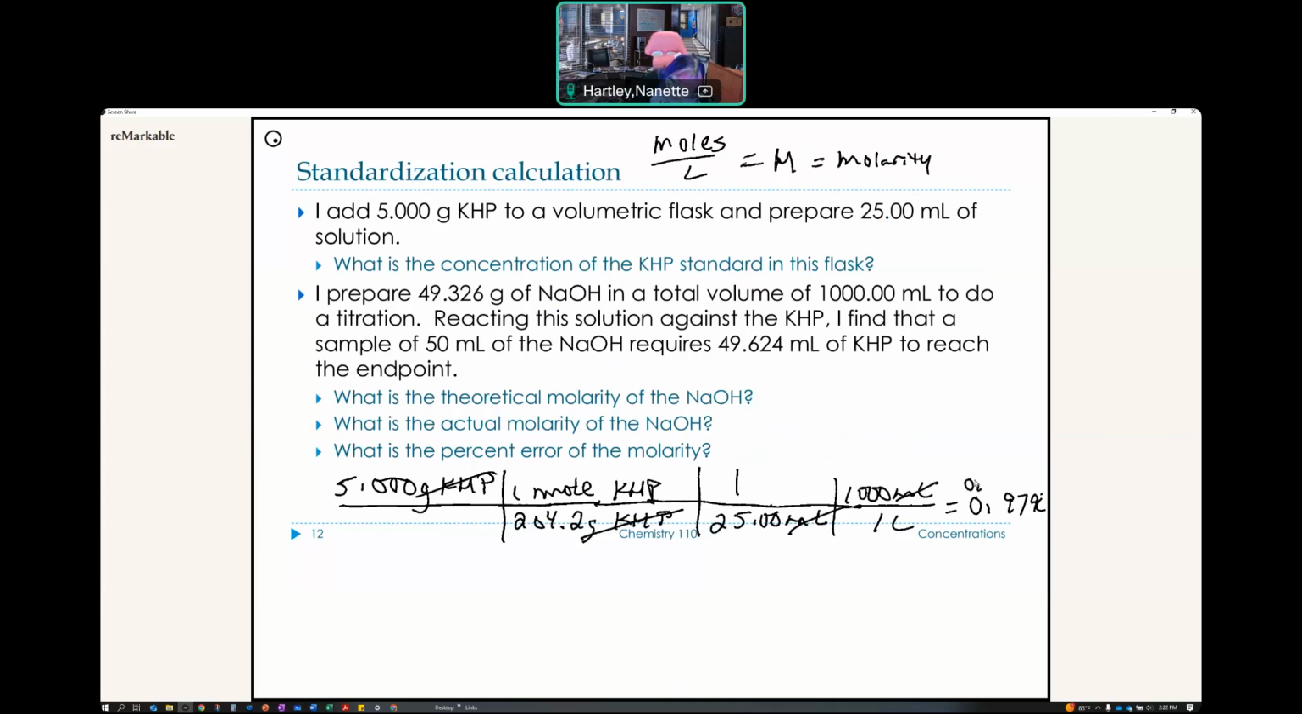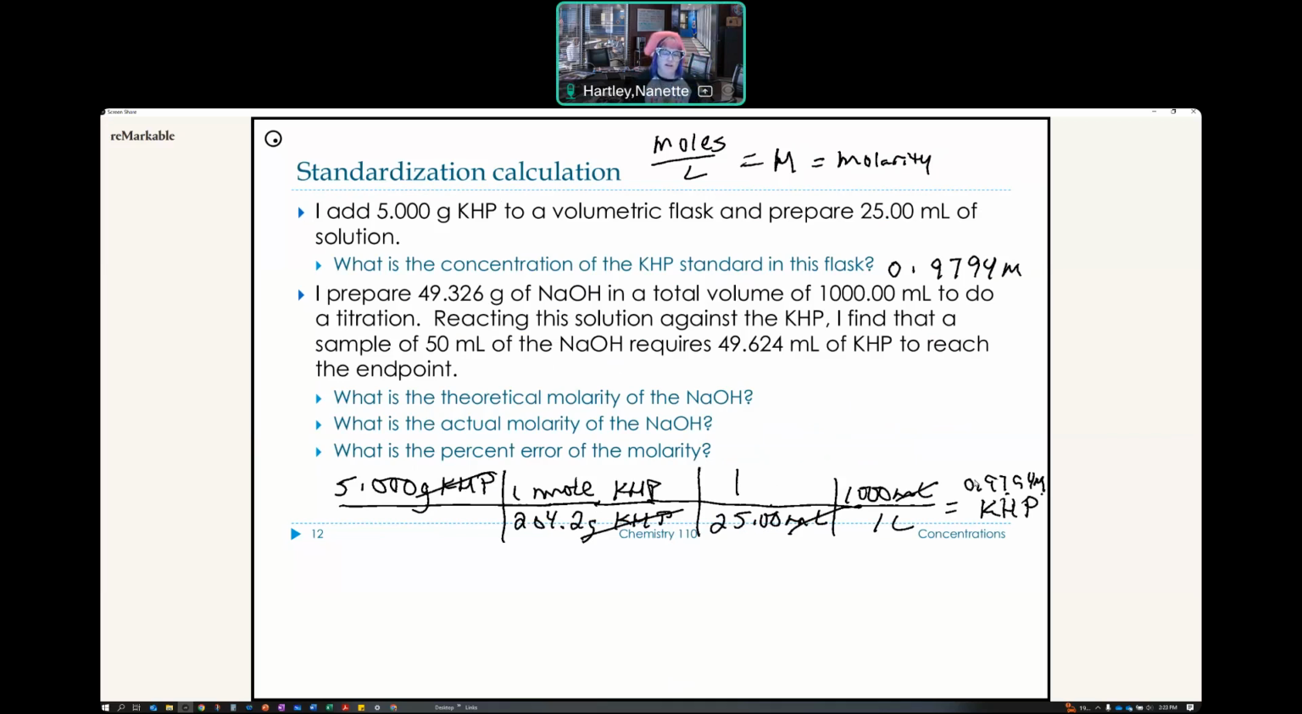0.9794 moles per liter. Try and make that a little more legible for you. So that's the molarity of the KHP. Put a 0 in there, it does belong there, 0.9794.